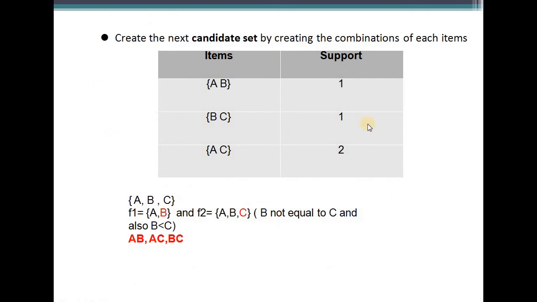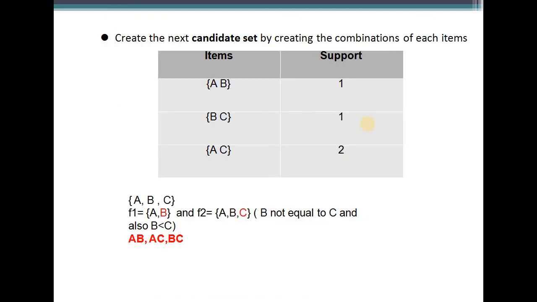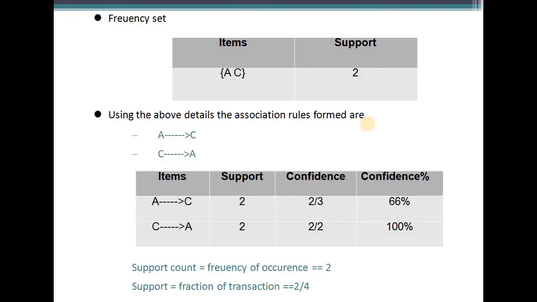Now what are the support values? They are 1, 1 and 2, and we know we need a support value of at least 2. So the only item set which satisfies the frequent condition is AC, and that is the process called pruning. I have pruned it, removed those which are not frequent, and I have got AC. Now AC cannot be combined further. Whatever we do, AC remains AC. So there is no need to do any other action on AC.